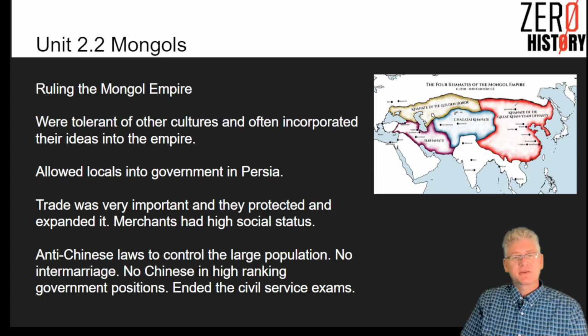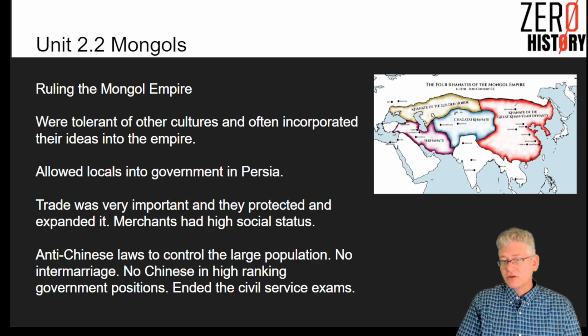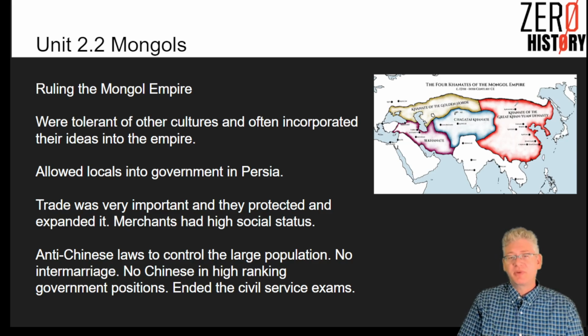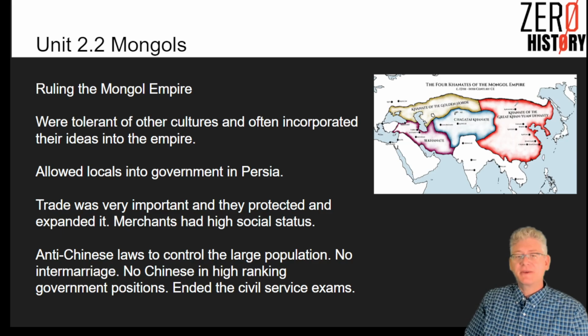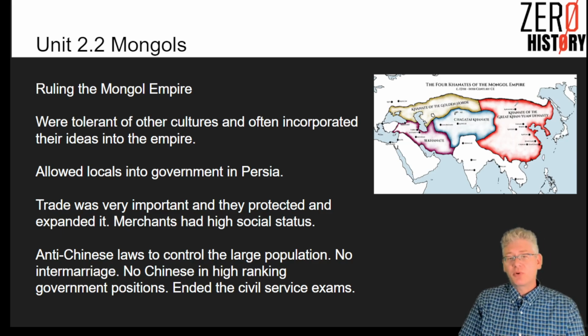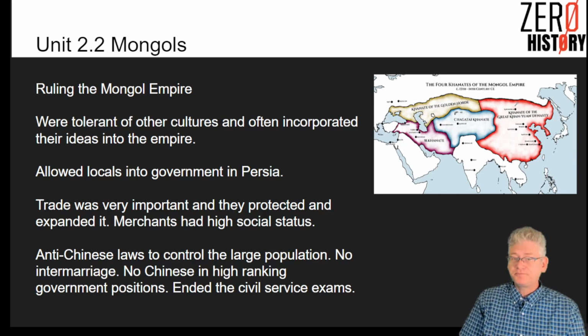One example of this is that they're going to allow locals into government in Persia. In the Ilkhanate, they will allow a lot of locals to help run things, and that's true in some other places as well, on the lower end especially. Trade is also incredibly important to the Mongols, so they are going to protect and expand it. Again, that has to do with the Silk Road.